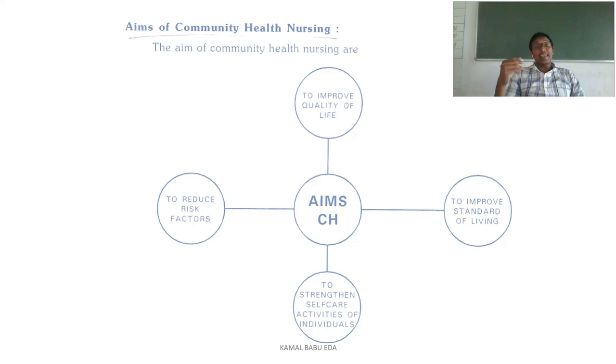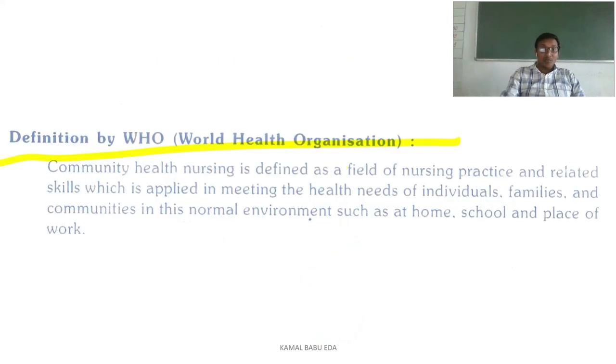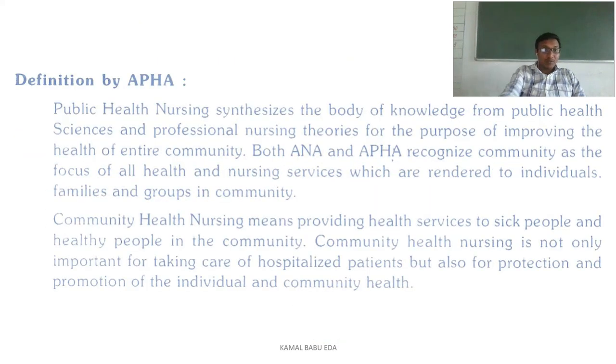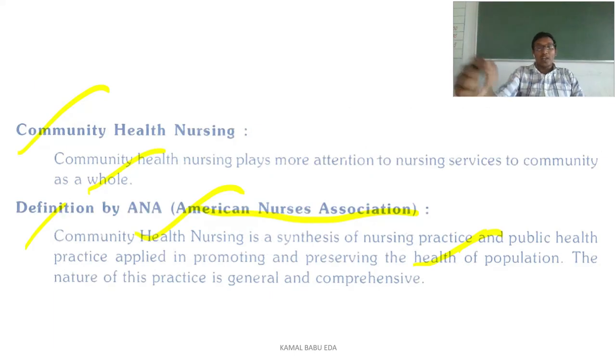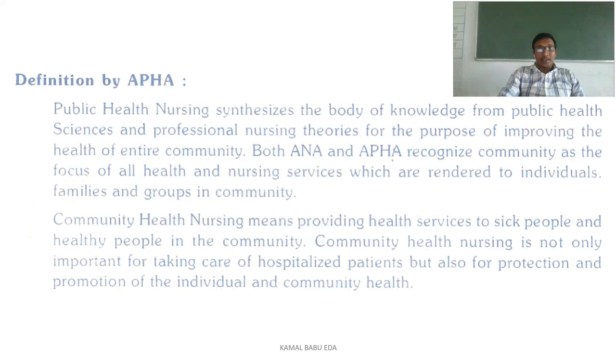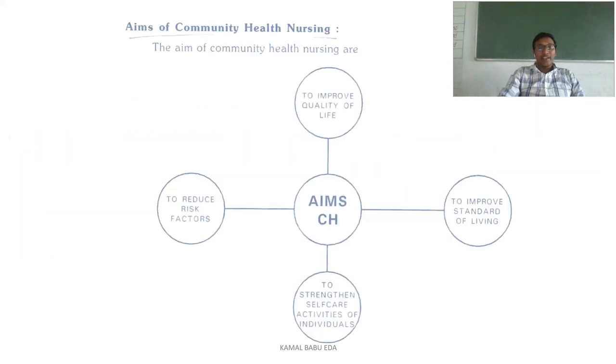Next, we'll see the aims of community health nursing. What is the main aim? Community health is mainly focusing on the well-being of the individual. So the aims are to improve the quality of life, to improve the standard of living, to strengthen the self-care activities of individuals, and to reduce risk factors. If the quality of living and living standards are increased, ultimately we will be free from so many diseases.